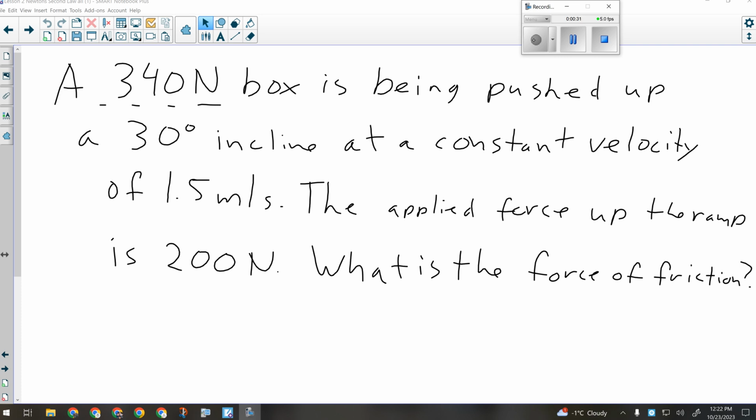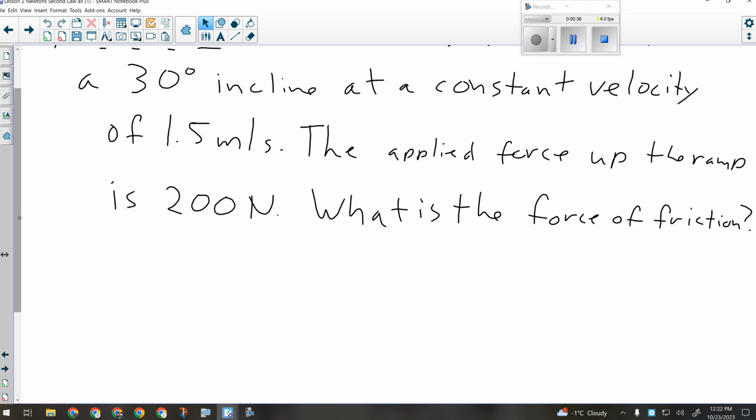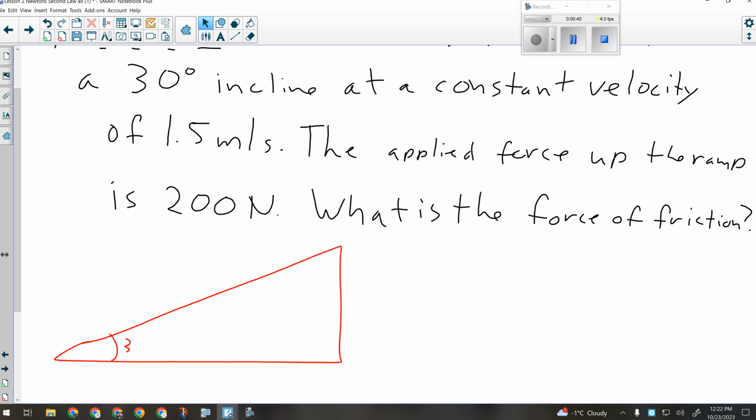Okay, so with all inclined planes, we want to draw the diagram. With any question, we want to draw the diagram. So here's my inclined plane. It has a 30-degree incline. The box being set on top of it has a weight of 340 newtons. The other two forces in that triangle are normal force, which I won't need here, and F parallel, which I will need, and I have to remember that that angle there is the same as the angle of incline.